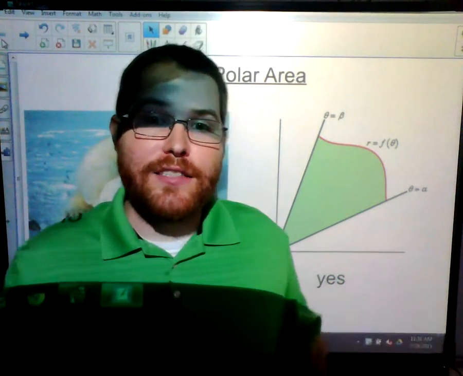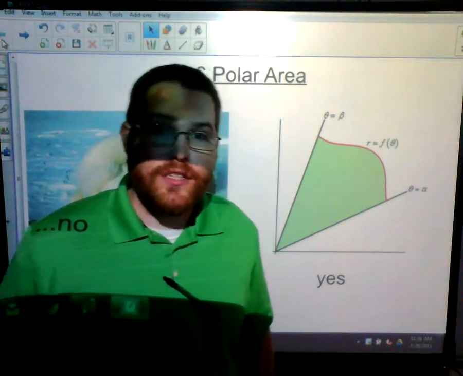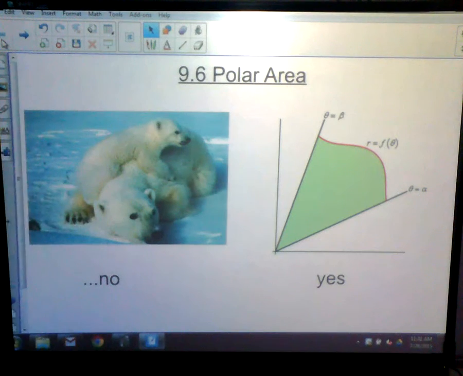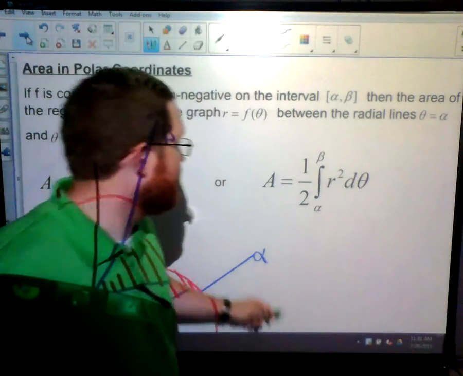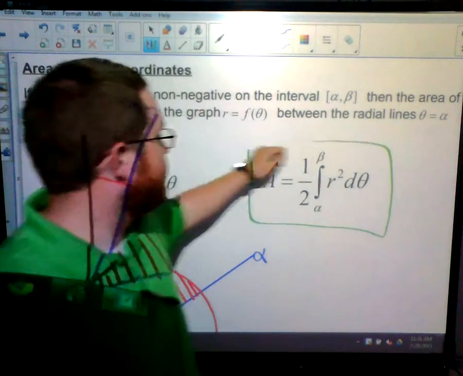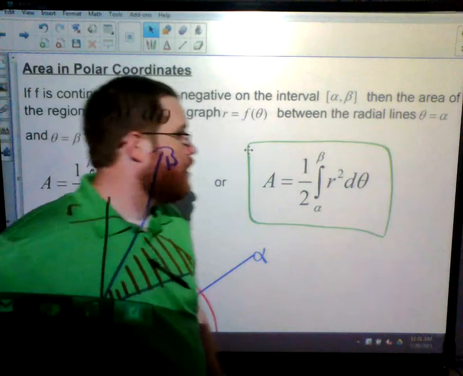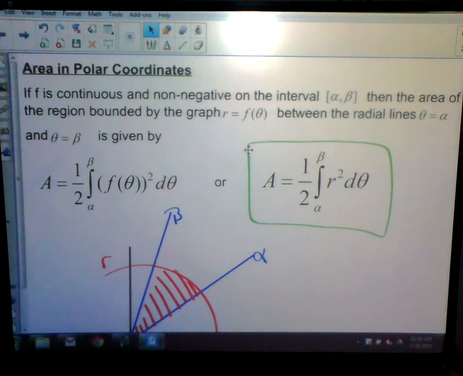Hey guys, welcome to the last section in BC, section 9.6, polar area, the area between two curves in polar form. So if f is continuous and non-negative, then the area is given by these formulas. Here's the big idea, the one that you need to remember: the area is 1/2 the integral between the two angles of r squared d theta.